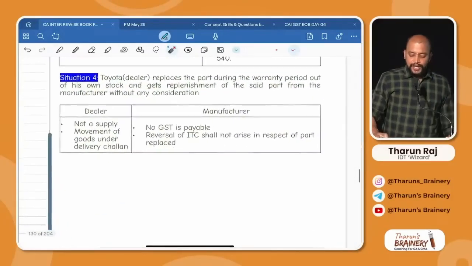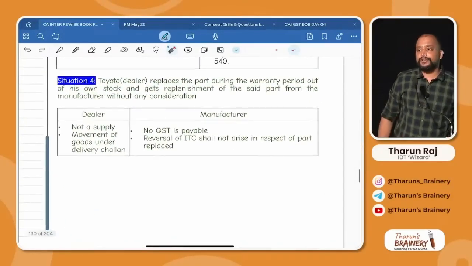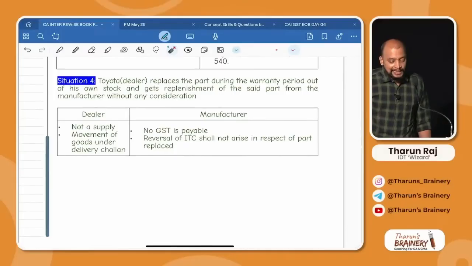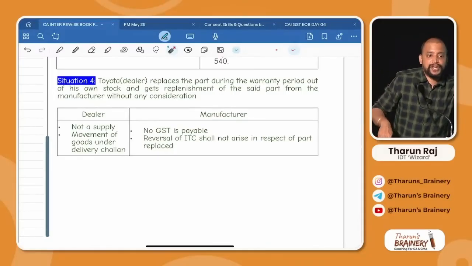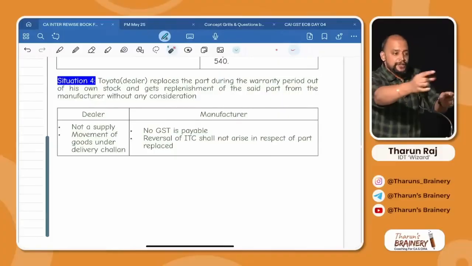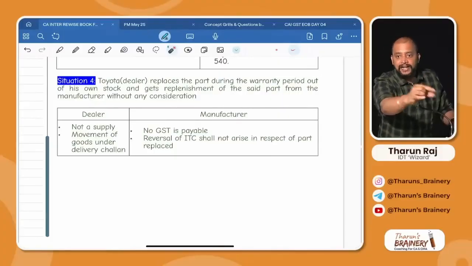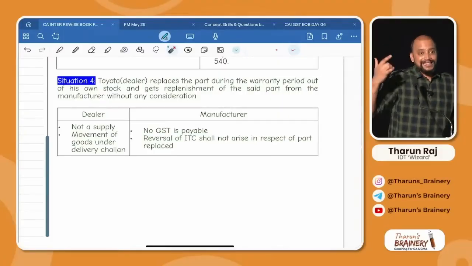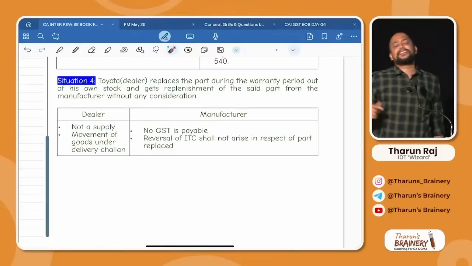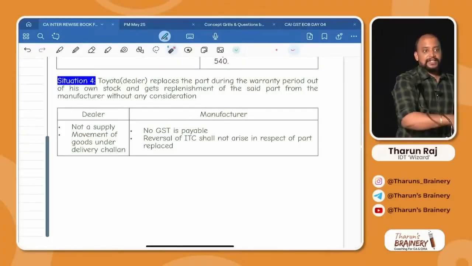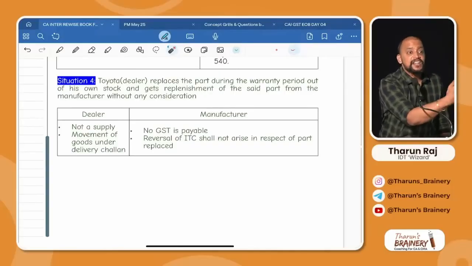Next. Situation 4. Carefully listen. The dealer will replace out of the stock. Situation 4 is similar to situation 3. Now what you are doing? You are taking one part out of that 100 and you are using it. Now rather than giving you a credit note, I will replace that part. Is it clear? It means I will refill that part. Replenishment. I will refill that part.